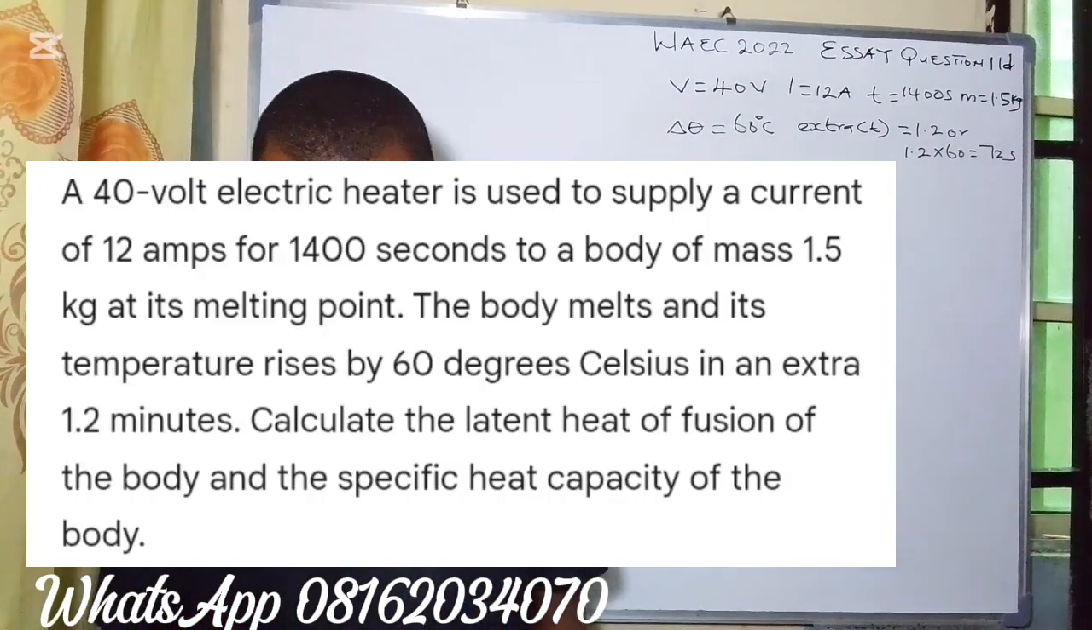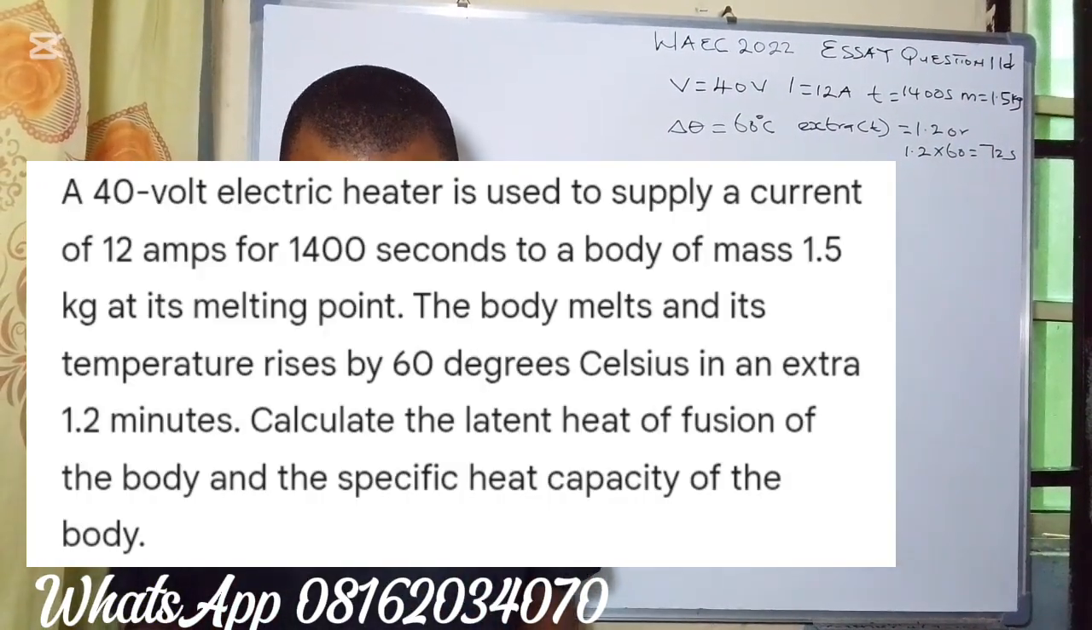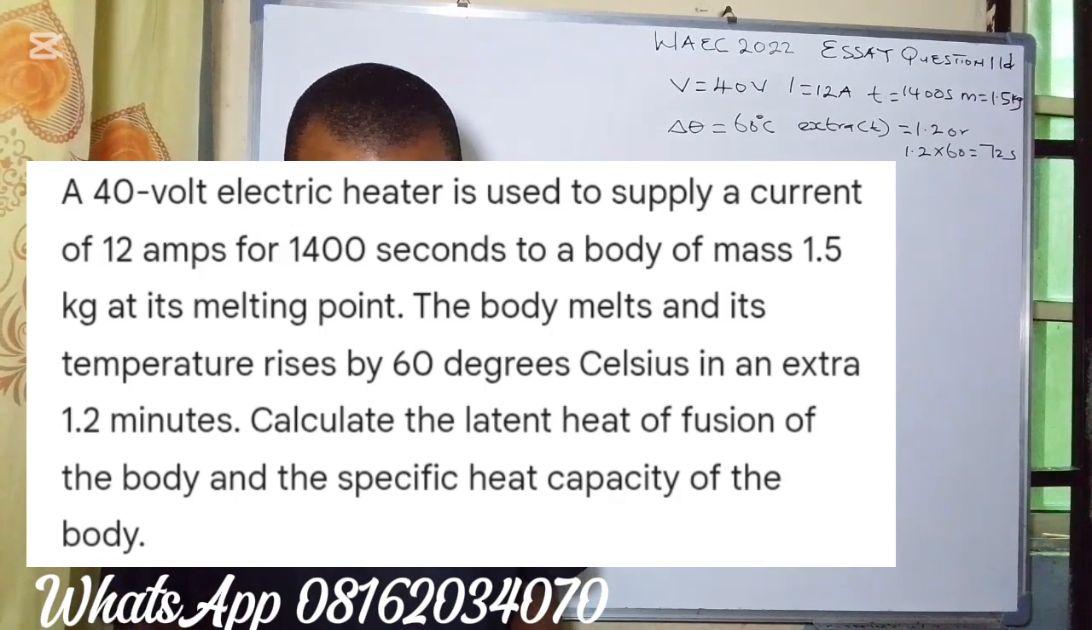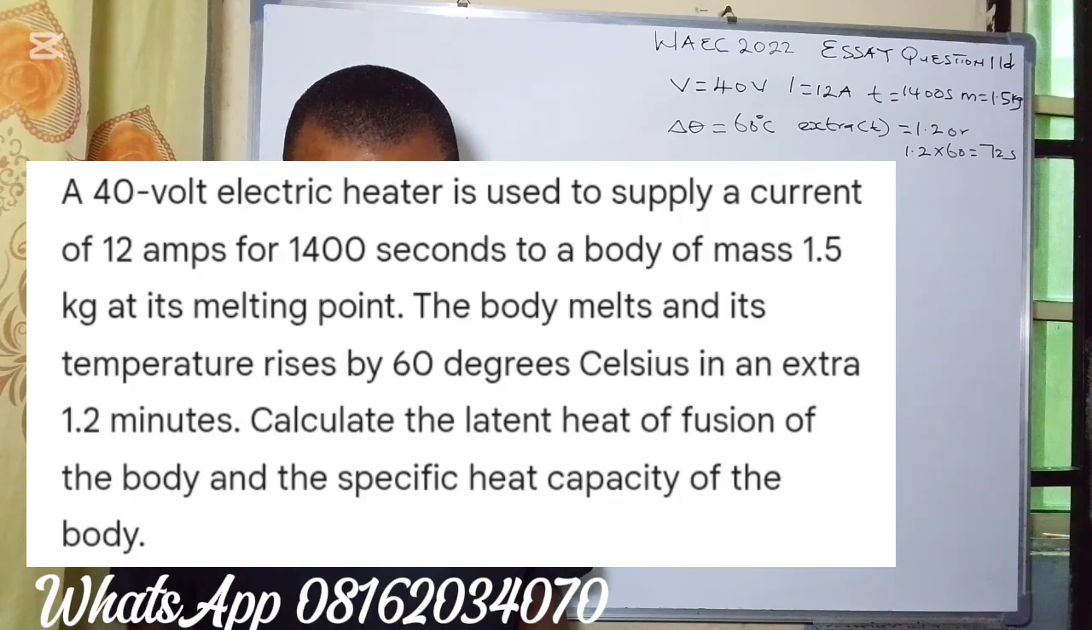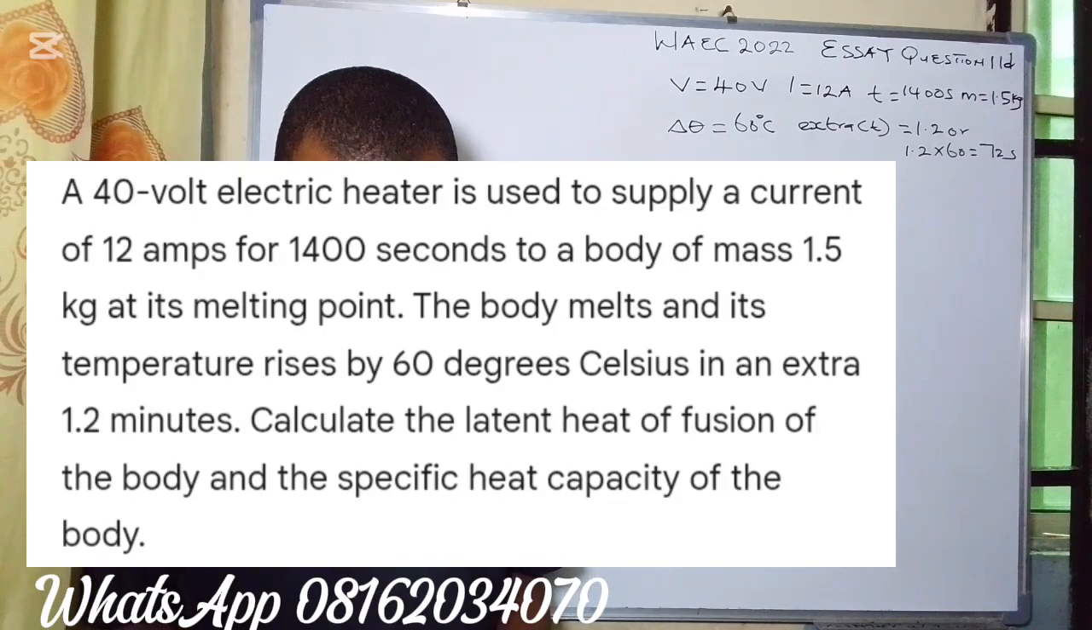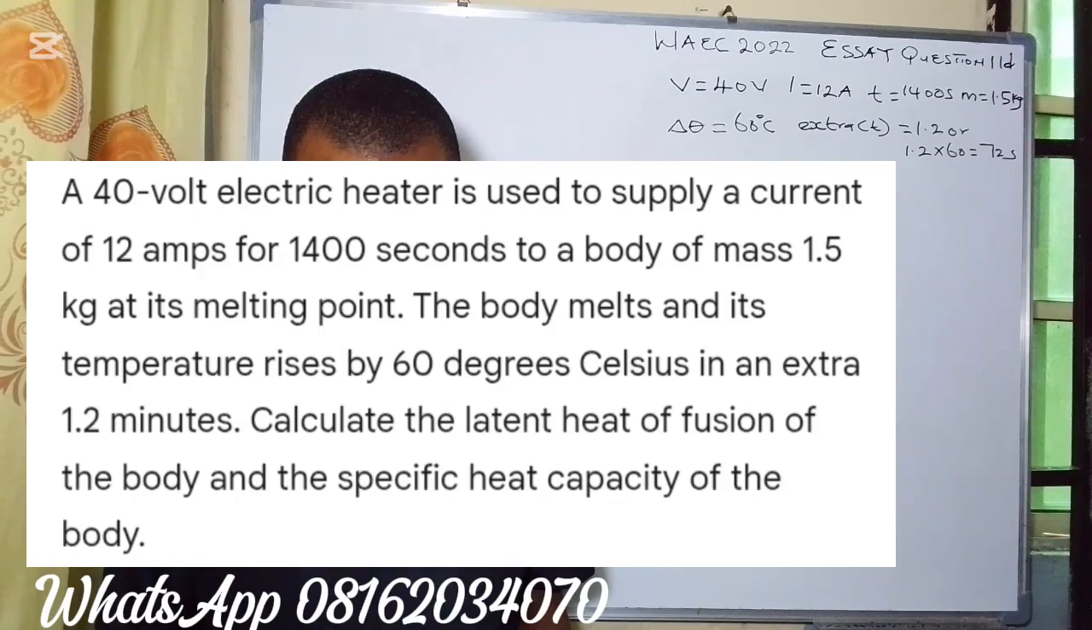Question 11D reads: a 40-volt electric heater is used to supply a current of 12 amperes for 1400 seconds to a body of mass 1.5 kg. At its melting point, the body melts and its temperature rises by 60 degrees Celsius in an extra 1.2 minutes. Calculate the (i) latent heat of fusion of the body, (ii) specific heat capacity of the body.